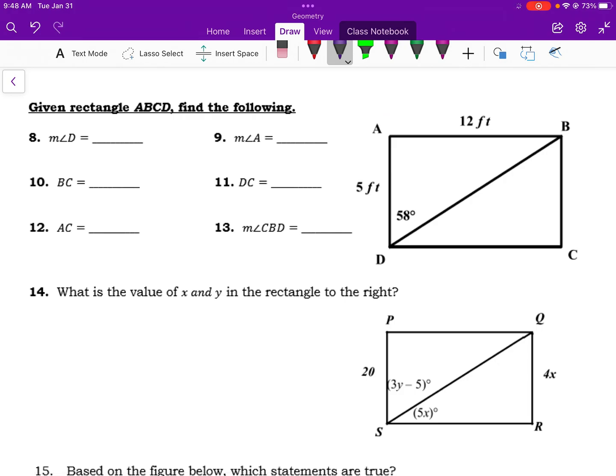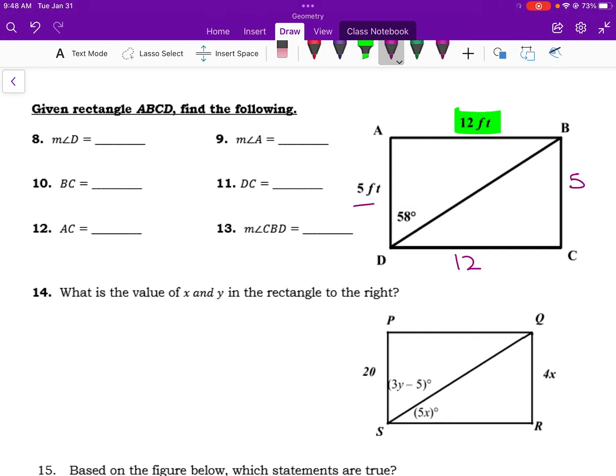Okay, if this is a rectangle, then we know that opposite sides are congruent. So this is 12, this would be 12. This is 5, this is 5. Okay, 58 here would be 58 here. Alternate interior angles, and we know that there's going to be a summation to 90 degrees total. So 90 minus 58 is going to give me 22 degrees here and here. And then we know that these are just right angles.